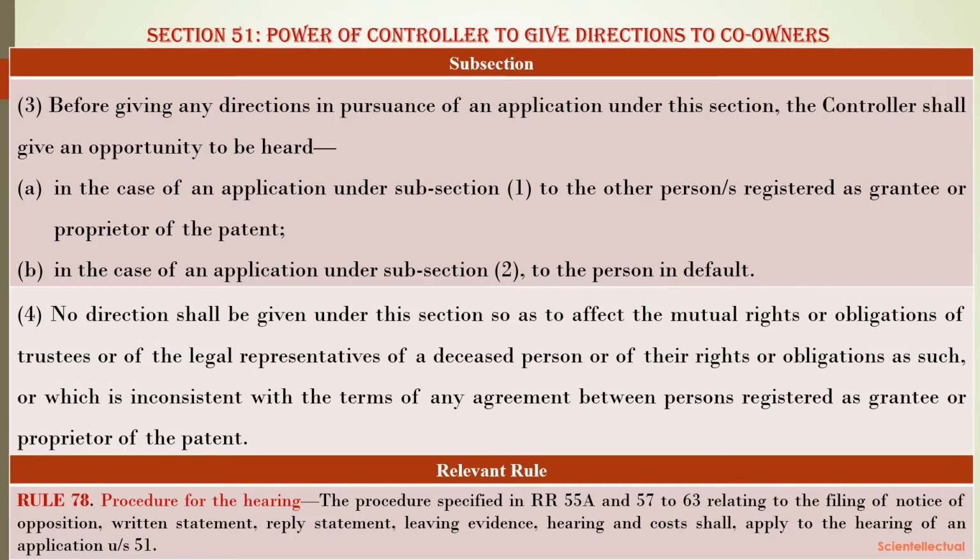Section 51, subsection 3. Before giving any direction under this section, the controller will call for a hearing, in case of application under subsection 1 to the persons registered as grantee or proprietor of the patent, and in case of subsection 2 to the person in default. Subsection 4. No direction shall be given under this section so as to affect the mutual rights or obligations of trustees or legal representative of deceased person or of their rights or obligations, or which is inconsistent with the terms of any agreement between the persons registered as grantee or proprietor of the patent.